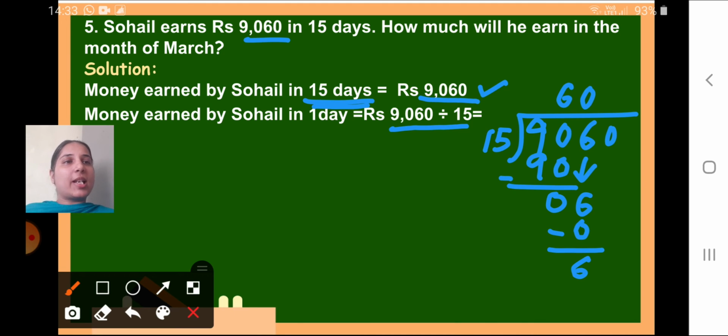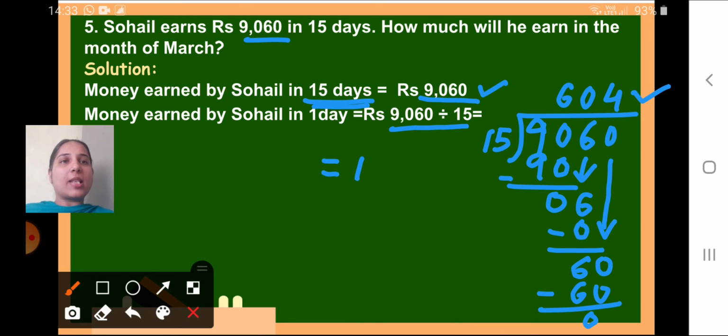Now we will write 6 here, and now we will bring down the next digit, which is 0 here. So 15 4s are 60. So what will we get children? 0 here. And how much money does he earn in one day? So there you can see rupees 604. Okay. So that much money he earns in one day.